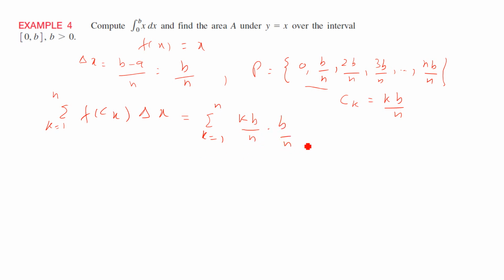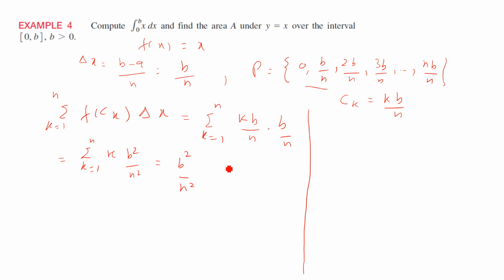Okay, this can be written as, so let me draw a line here so that we can save the space, the sum for k from 1 to n of k b square over n square. Now b square over n square is independent of k. So by the properties of sums, we can write it as a constant multiple of the sum.